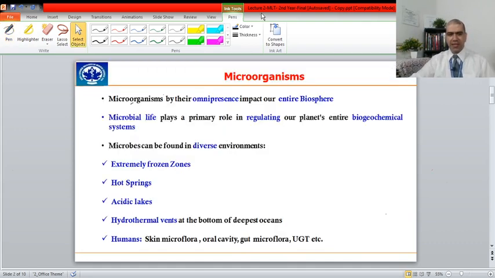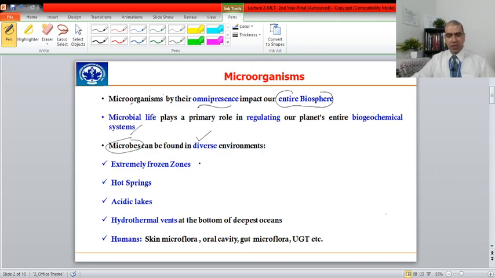Microorganisms, by their omnipresence, impact our whole entire biosphere. So microbial life plays a prominent role in regulating our planet's entire biogeochemical systems. So you might be aware of the cycling of carbon, cycling of nitrogen, cycling of sulfur. When you look around yourself, you see that microbes are found in diverse environments.